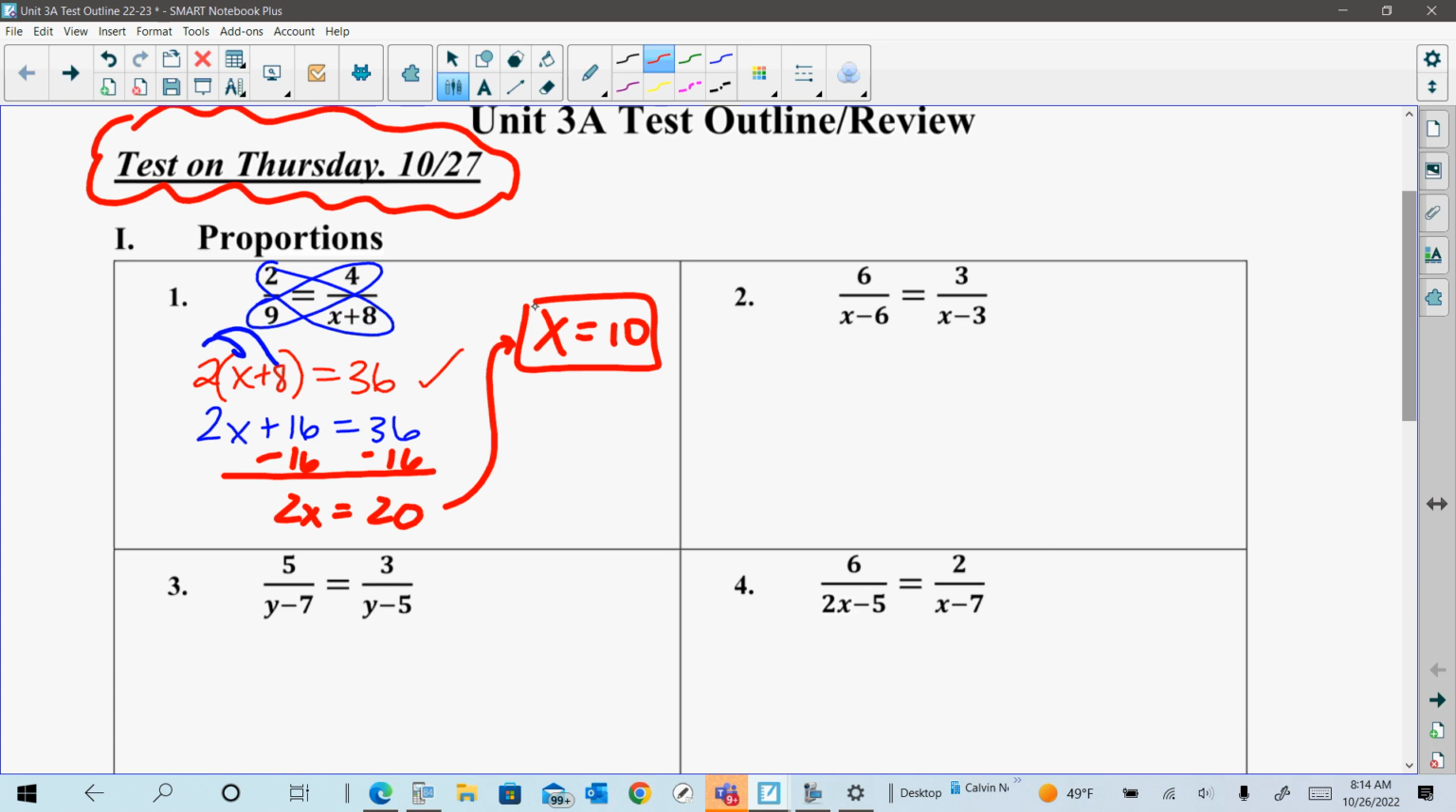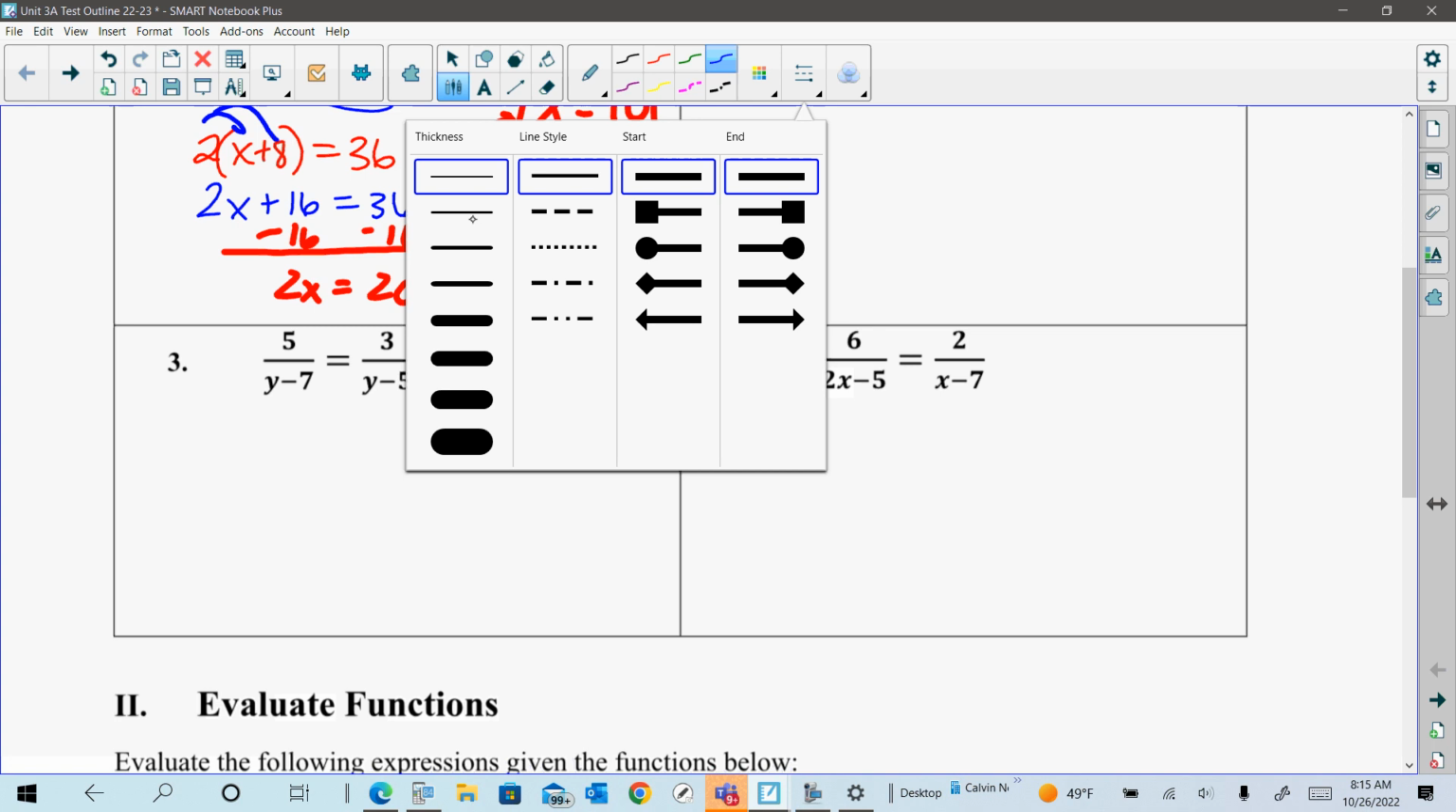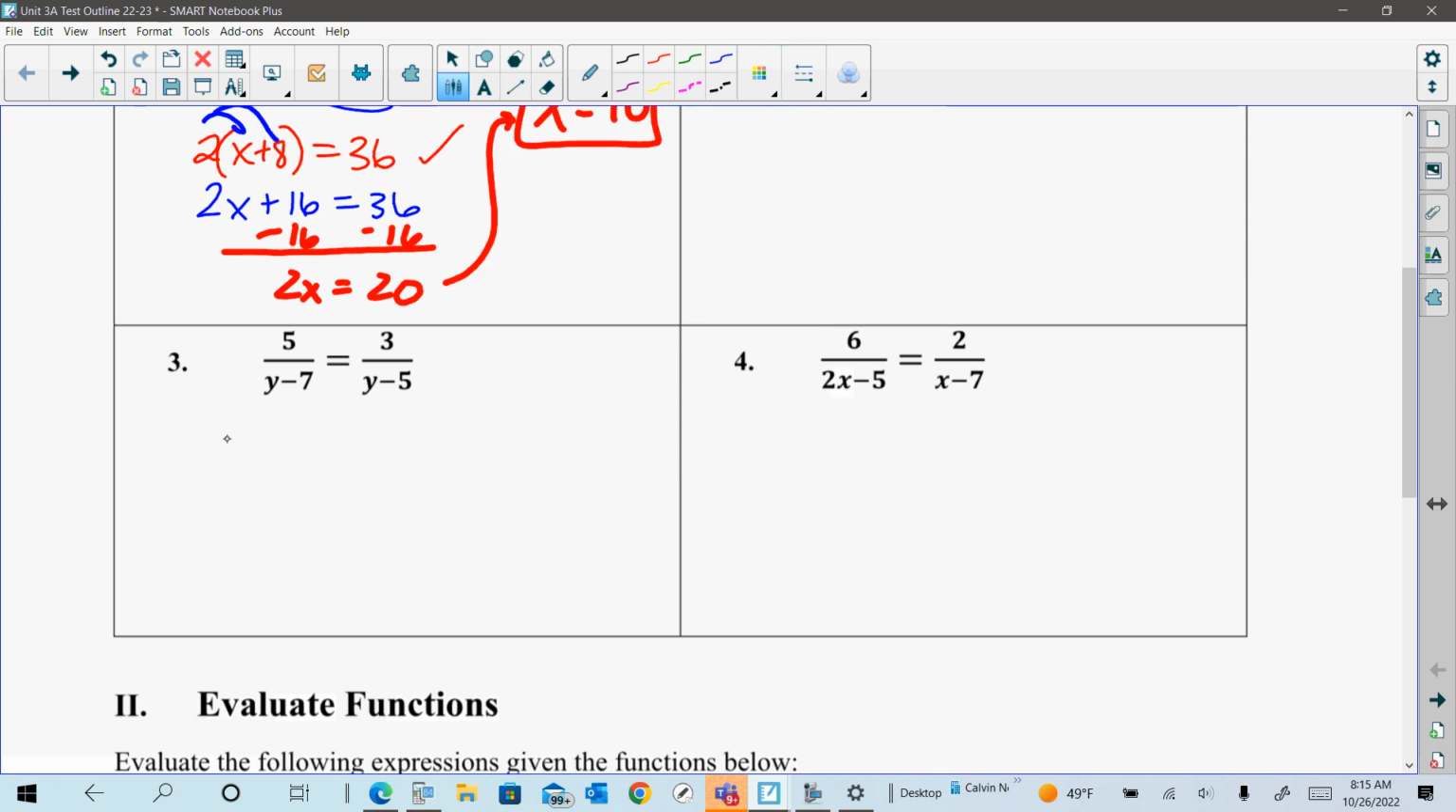Do we have questions about solving proportions? Okay. Now you will have some with 2 cross products, 2 expressions. So if I jump to number 3, this should be 3 parentheses y minus 7 equals 5 parentheses y minus 5. Don't forget your sign. Don't make sign errors. We need to distribute on both sides.